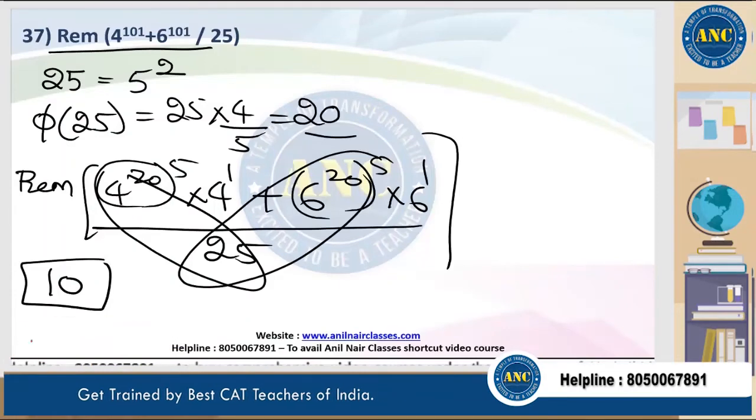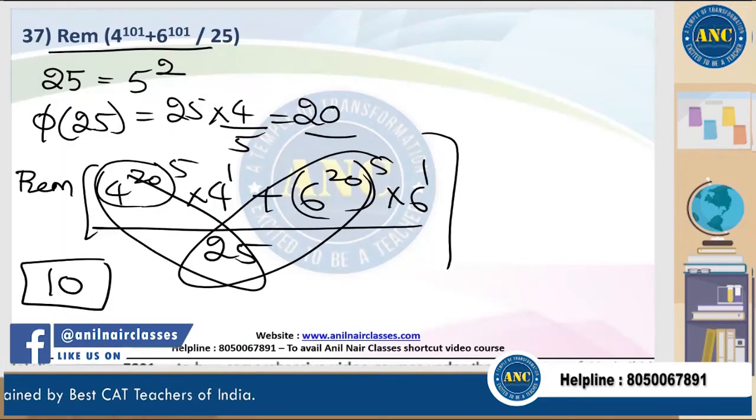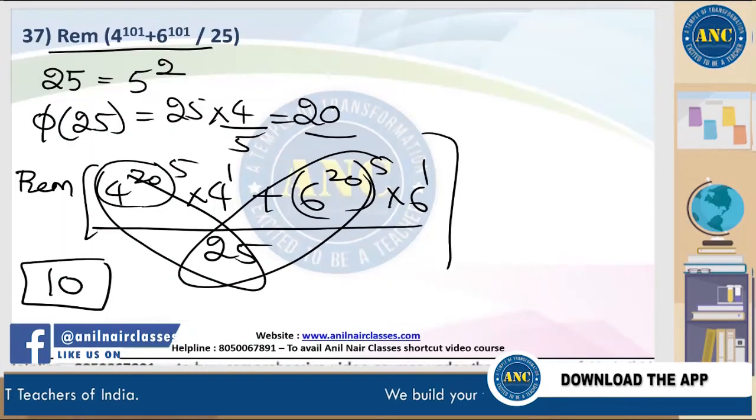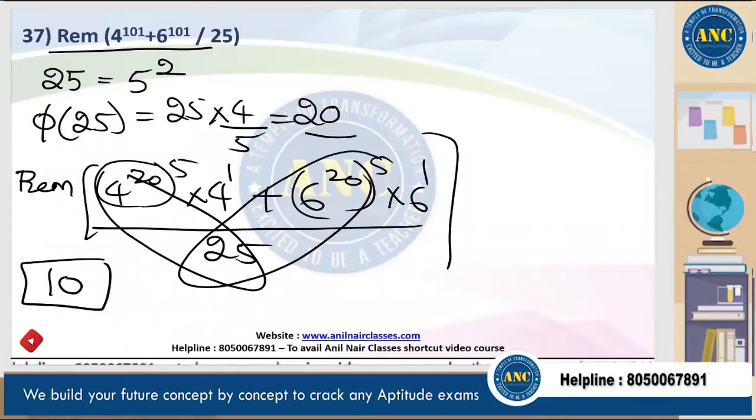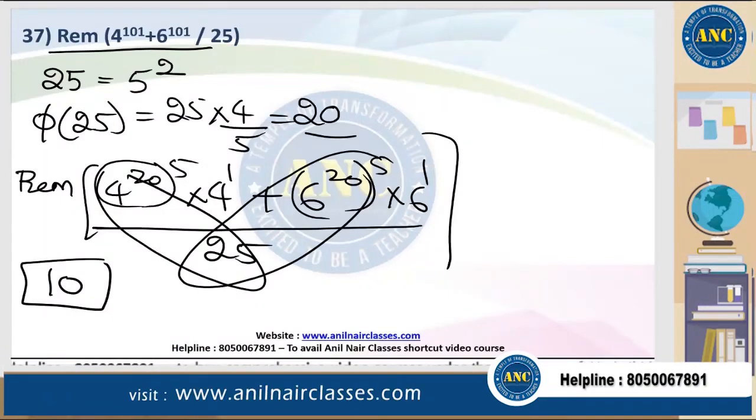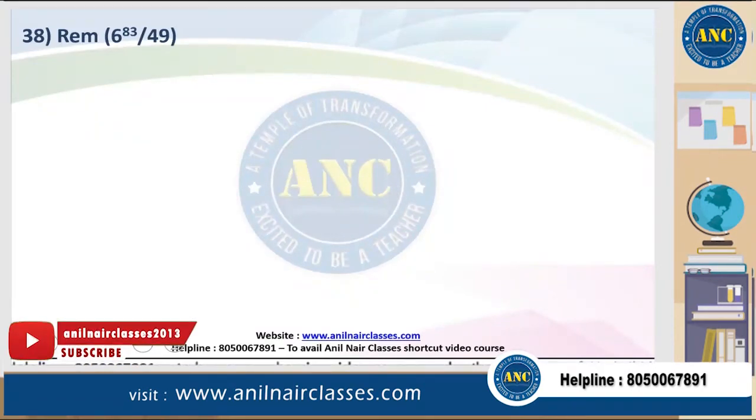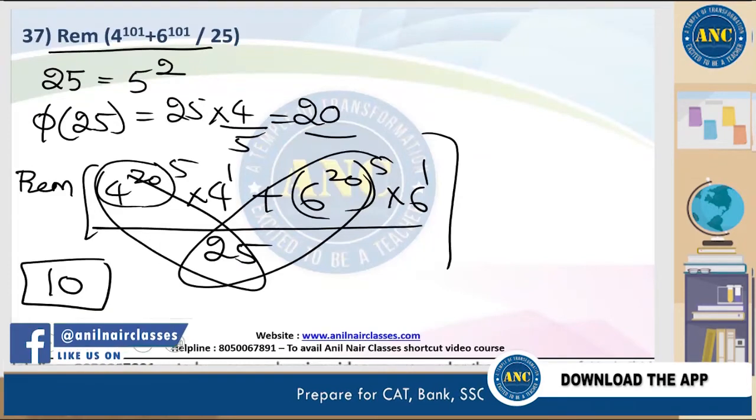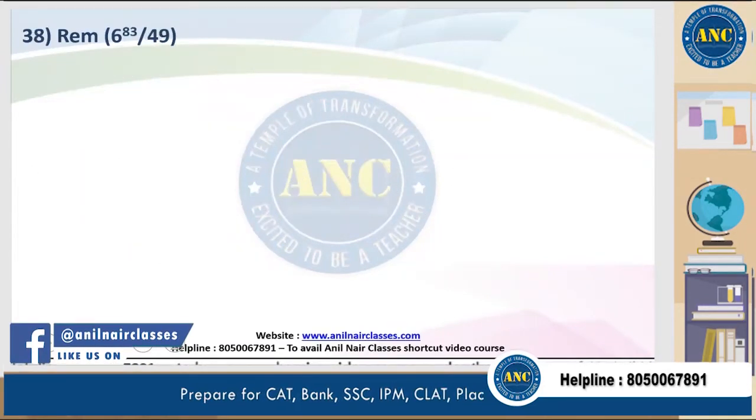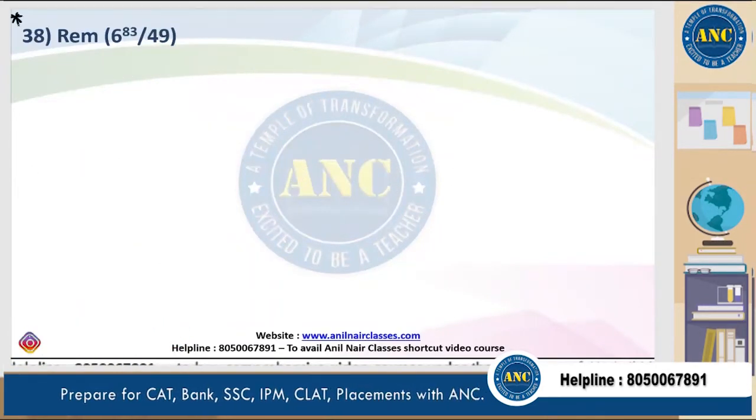Directly, φ of 25 is 20. So 25s are 100, remaining is 1 power of 4. 25s are 100, remaining 1 power of 6 is 6. 4 plus 6 is 10. 10 divided by 25 is 10. 37th, idea clear? 38th. I hope the 37th question idea is clear. 38th, good question, sir, it is.